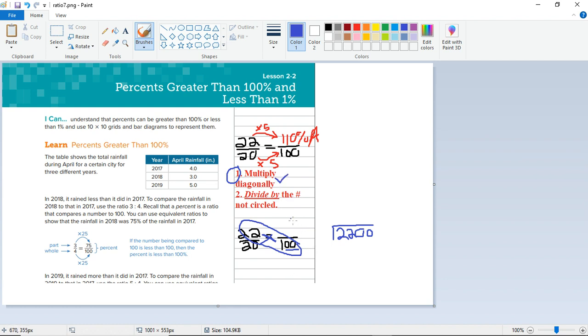Step 2 is divide by the number not circled. So the number I did not circle is 20. So I have to divide by 20. So 2,200 is being divided by 20. So then I ask myself, can 2 be divided by 20? No. So there's not going to be any number in the thousands place value.